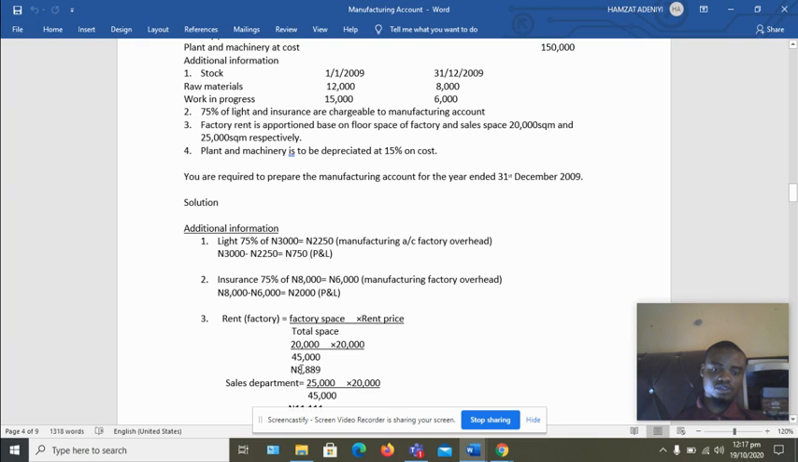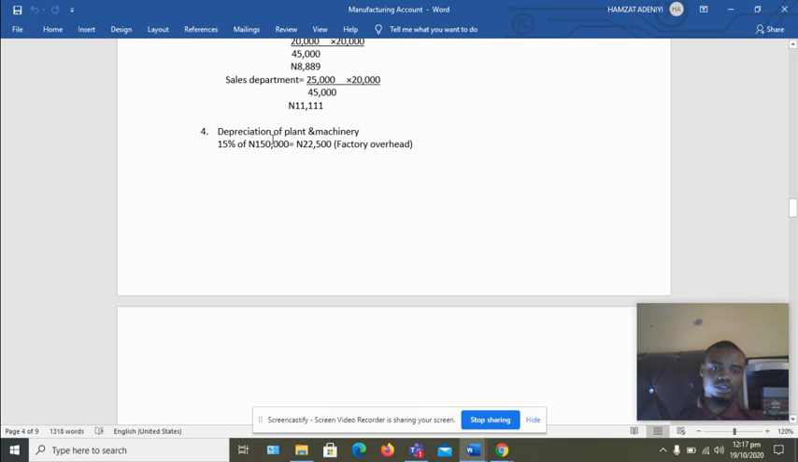So that gives us 8,889 naira. The floor space for factory is 20,000, while the floor space for the rest is 25,000. That makes it 45,000. So now, after you are done with that, depreciation of plant and machinery is 15% on cost. The cost is 150,000. That gives us 22,500.